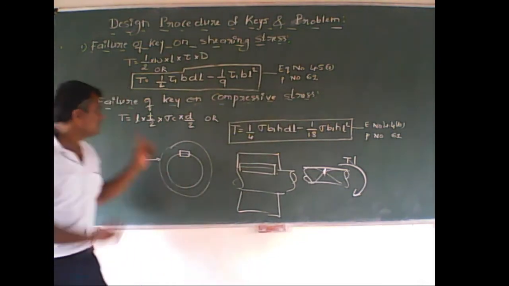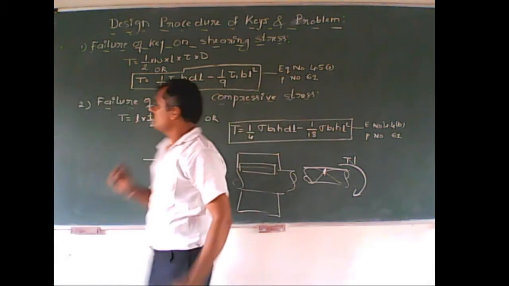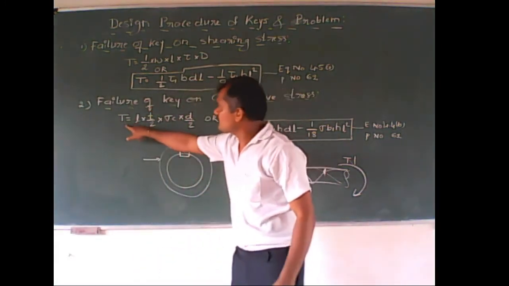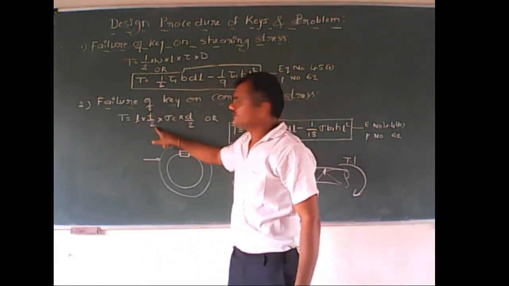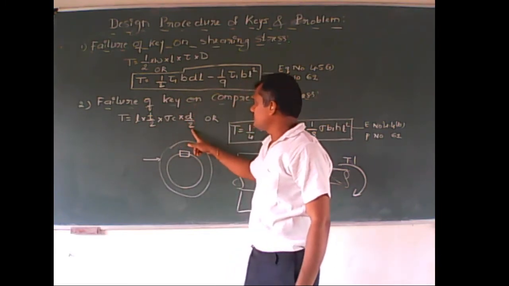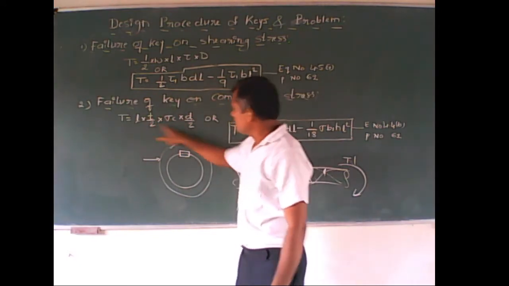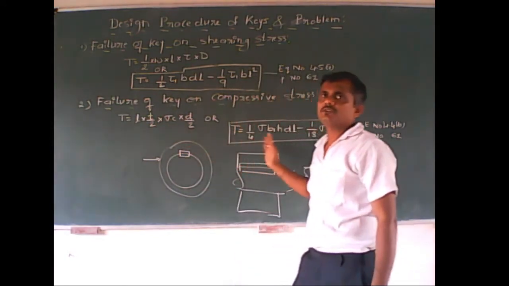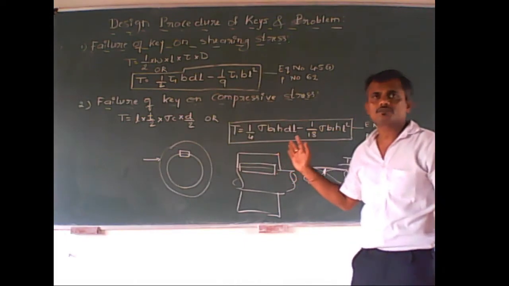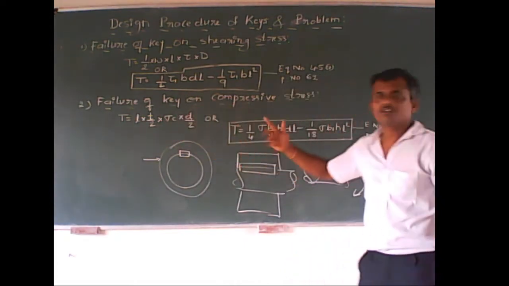Afterwards, another is failure of a key due to compressive stress. Here the equation which I am using is T is equal to length into thickness into sigma c into diameter by 2. So D L T sigma c, and 2 into 2 becomes 4. So it is very similar to the equation available in the data book, that is 1 by 4.